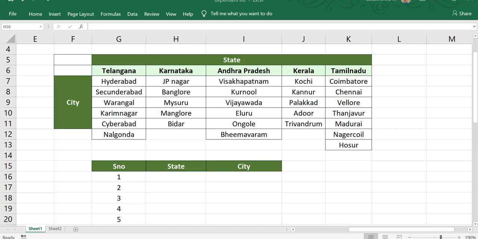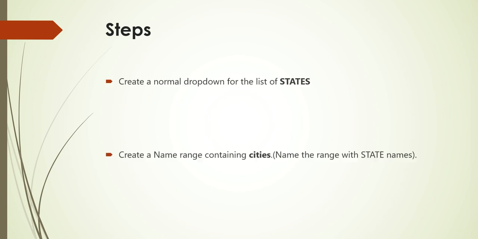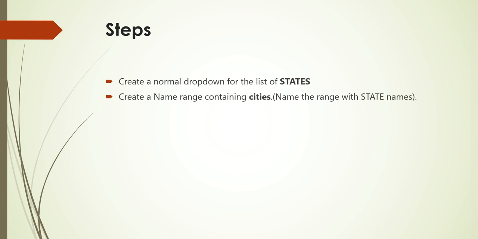And we do have certain steps. For the example I have taken, the first step is to create a normal drop down list for the list of states. Next, create a name range containing cities and name the range with state names for that particular list, and create a drop down list using the indirect formula.